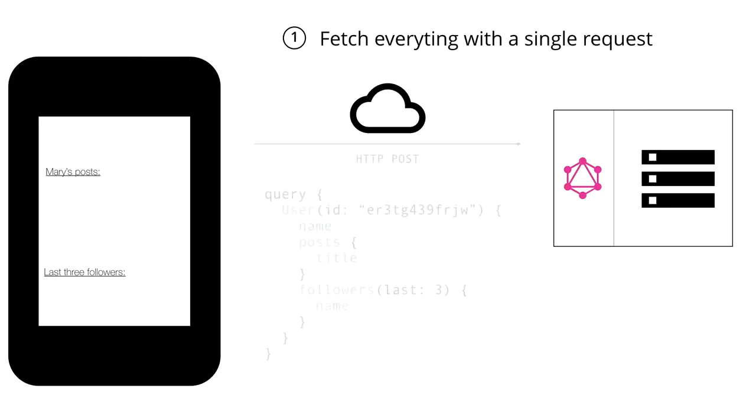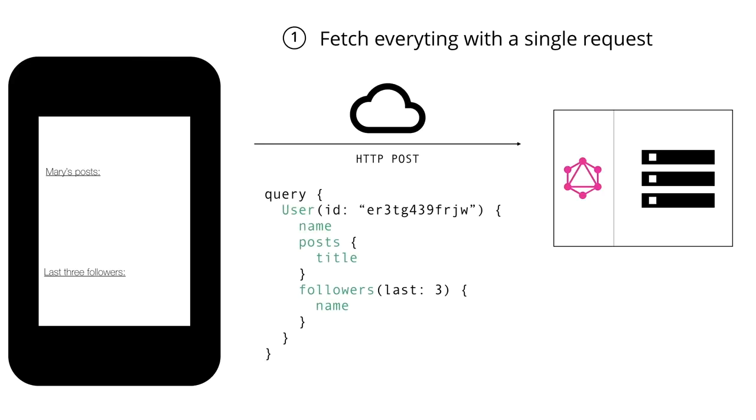The way this works is by sending a POST request to the server, where in the body of that request you include a query that describes all the data requirements of the client. So in this case, we're asking for the user with a particular ID, and then we can specify all the data that we want from that user. So we want the name of that user, we want the titles of the posts of that user, and we want the names of the last 3 followers.